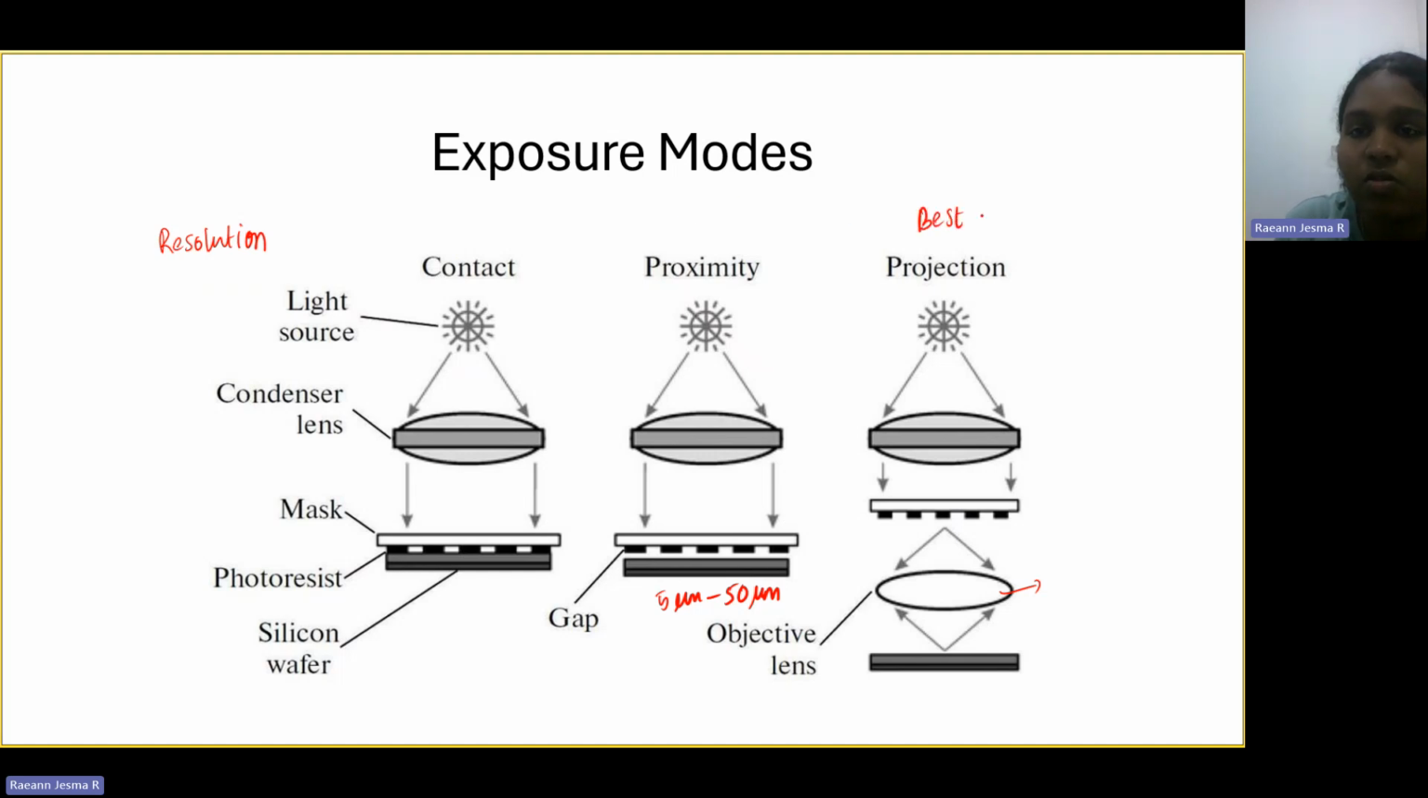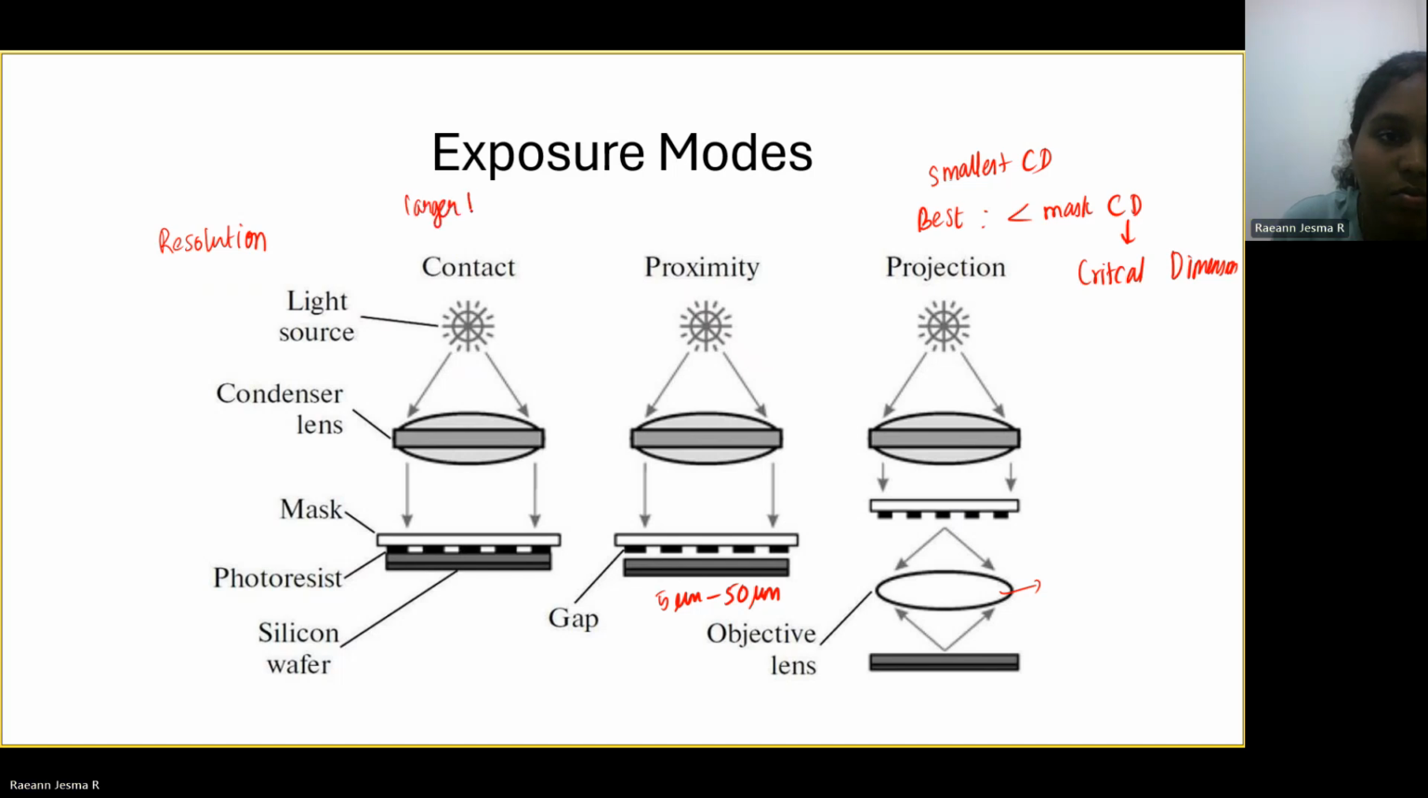Critical dimension is something that we use to tell the smallest feature that we have on a mask. Projection mode has the smallest critical dimension. Contact mode will have a larger critical dimension than that of the projection mode. And proximity will have the largest dimension for the same mask pattern.